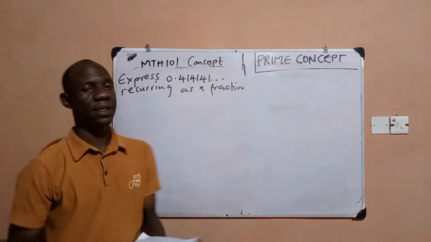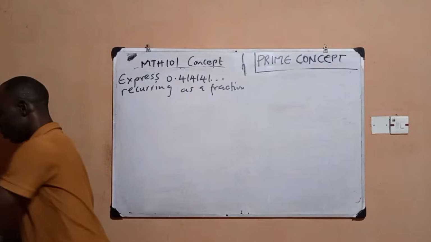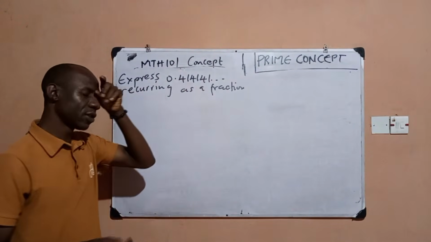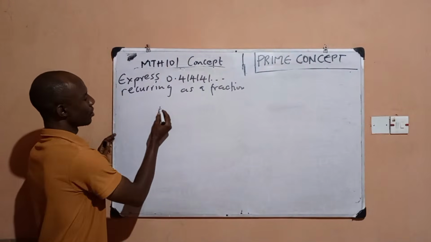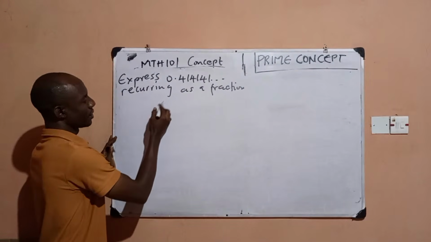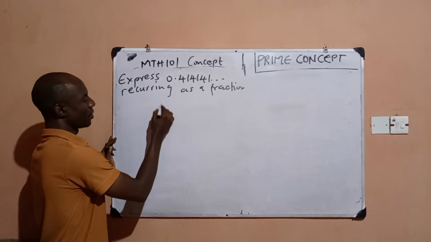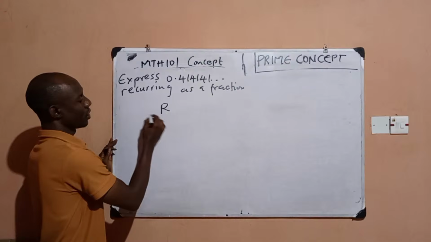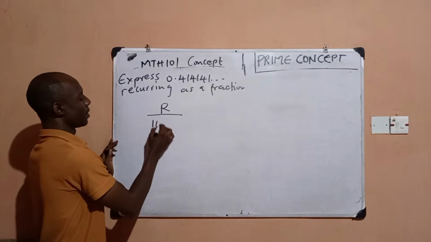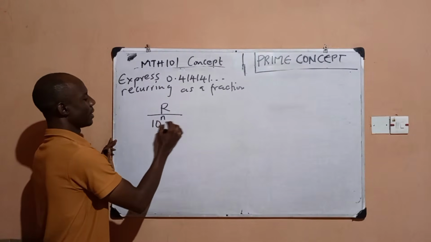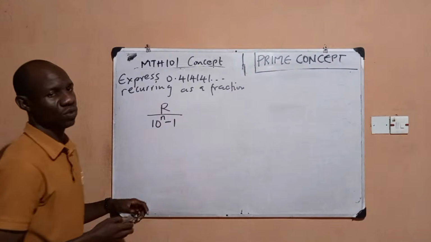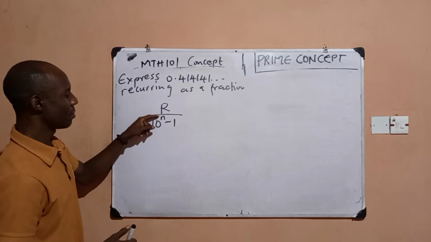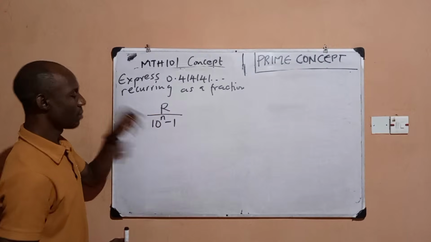So they want you to express this thing as a fraction. The concept is you write the number that is recurring all over 10 to the power n minus 1, where n is the number of recurring digits. That is what you do.